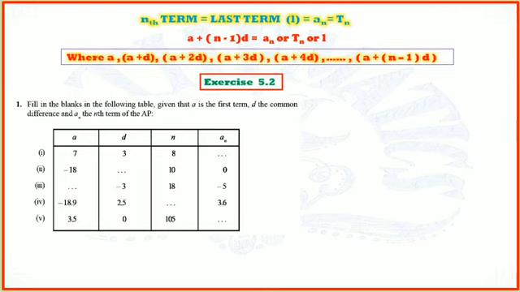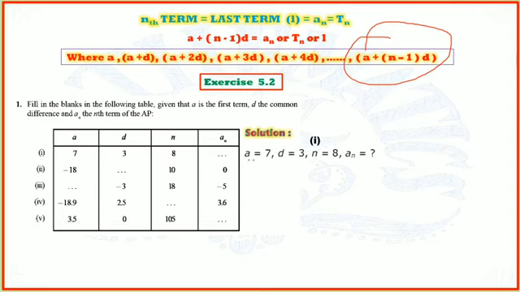The first question: fill in the blank in the following table, given that a is the first term, d the common difference, and a_n the nth term of the AP. Here a is given as 7, d is given as 3 in the first case, and n is given as 8. So we have to find out the nth term. Simple, we'll put all these values in this formula.